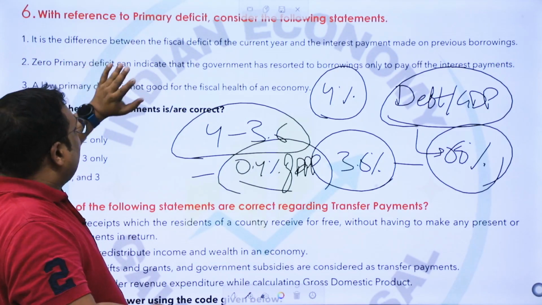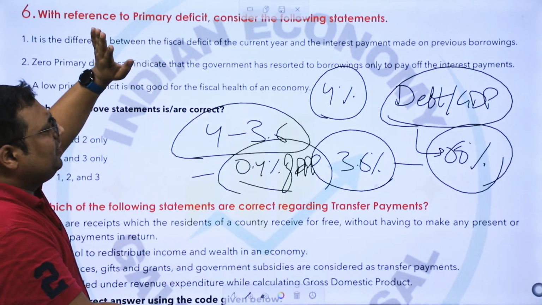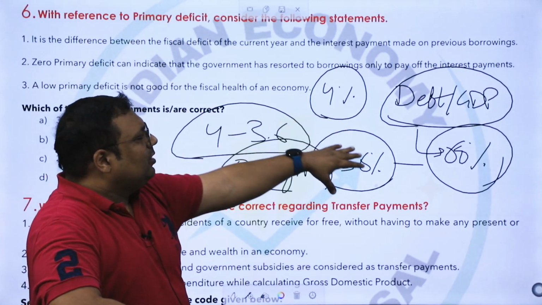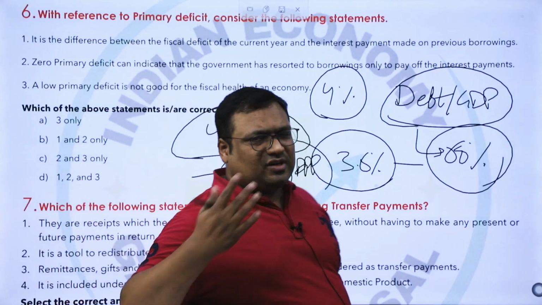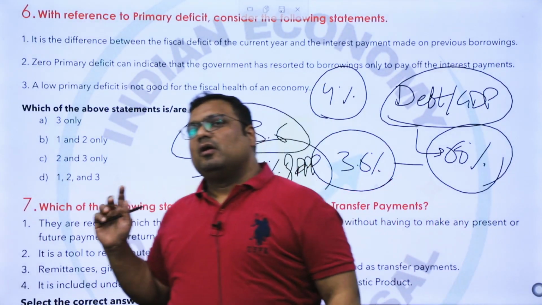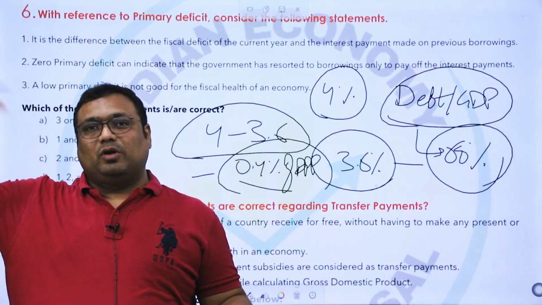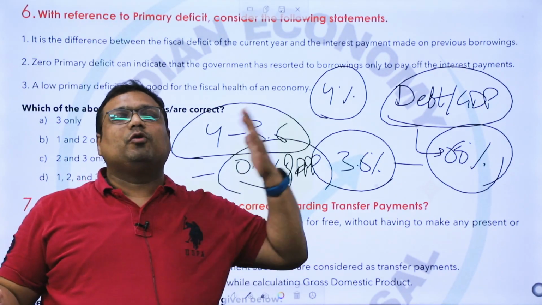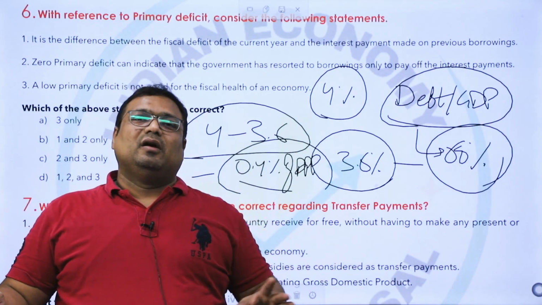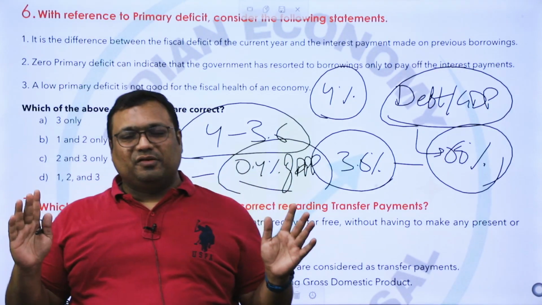Second, zero primary deficit can indicate government has resorted to borrowing only to pay off the interest payment. So it is zero when the interest on the old loan is exactly equal to fiscal deficit, and fiscal deficit is same as borrowing. Means if there is no past loan on us and we do not have to pay interest, then technically we do not even have to take a loan today. That is what primary deficit in this case means. I hope you are understanding.